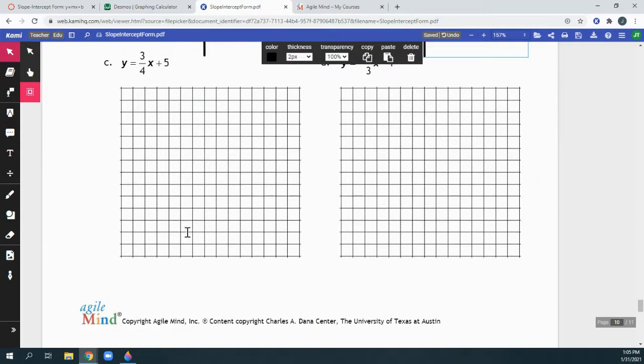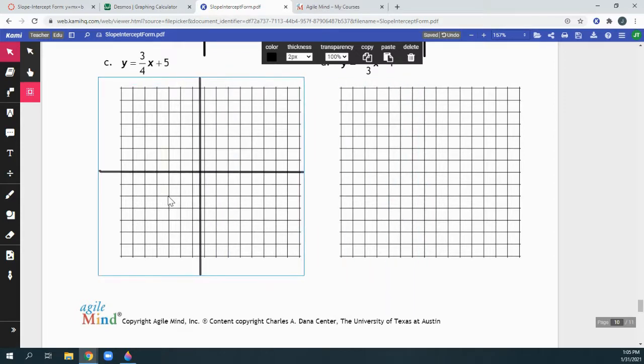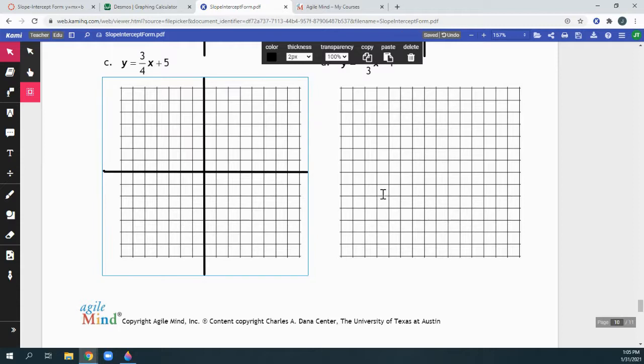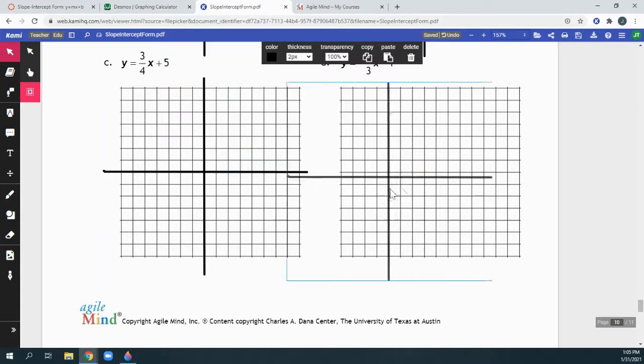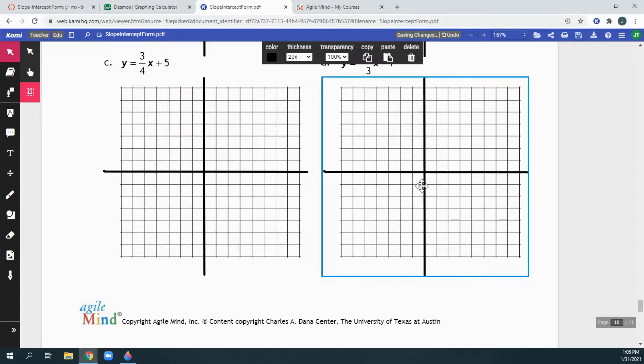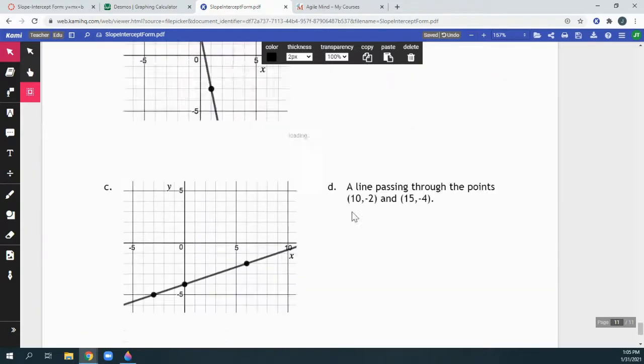There. Control V. And then Control V. Is there another one down here? No, those ones are done.